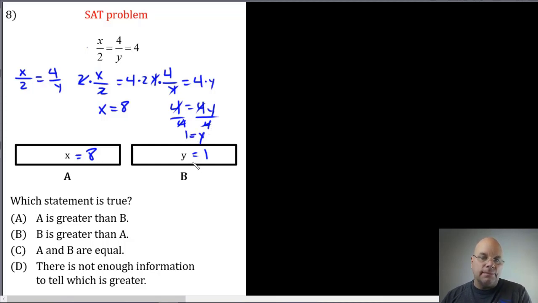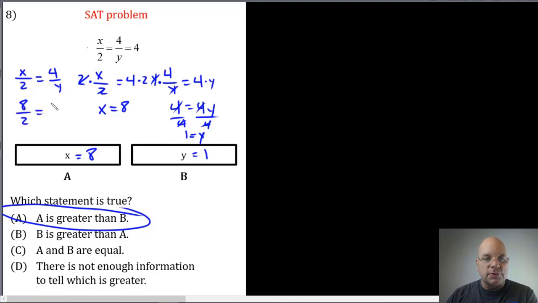But if x is 8 and y is 1, then a must be greater than b. We also should look here and make sure that we can use this to check our answer. If x is 8, 8 over 2 is equal to 4 over 1. That's true. 8 divided by 2 is 4, 4 divided by 1 is 4. And you can see the cross products are equivalent, as they should be in this proportion. So answer choice A is greater than B.